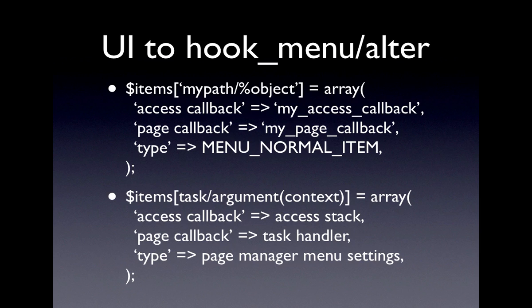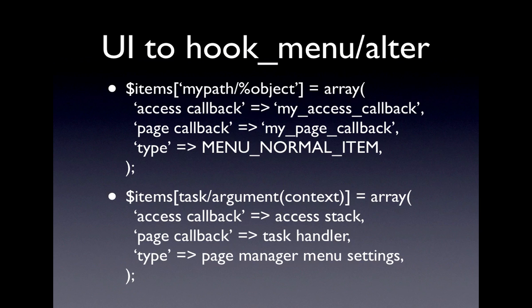So this is a typical hook_menu call. We have a listing of items, and in that we have paths, we have access callbacks, page callbacks, and then the menu type, those sorts of things. And so Page Manager, I tried to break this down into a way that you could actually see it to some extent. Can everybody see that okay? Is it big enough, hopefully?